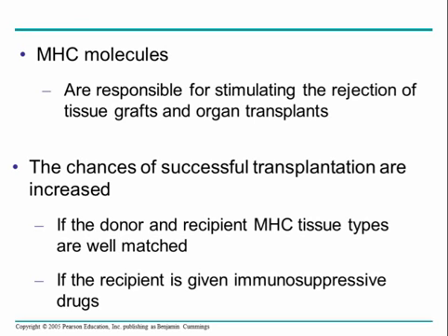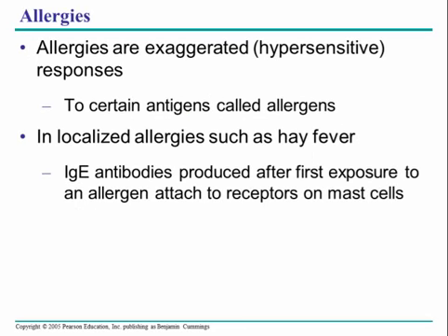Why do certain tissues get rejected? It's because of MHC molecules. If the donor and recipient MHC tissue types are well matched, then you'll have successful transplantation and still give immunosuppressive drugs. If they don't match well, then you don't use that tissue type for the transplant.